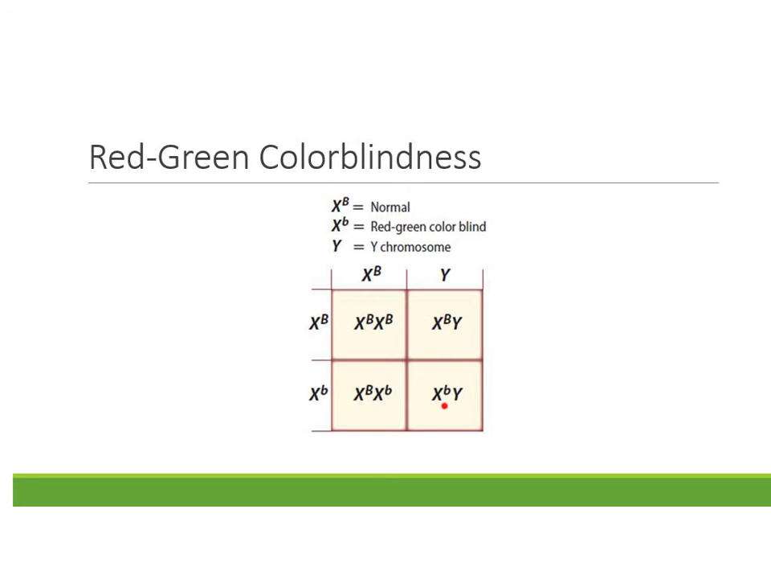Okay. So the reason why males are affected more frequently than females is, do you see for the male here, he only needs one lowercase b to cause him to be colorblind? Whereas in the female here, she has to have both. So that's why males carry these traits way more often than females.